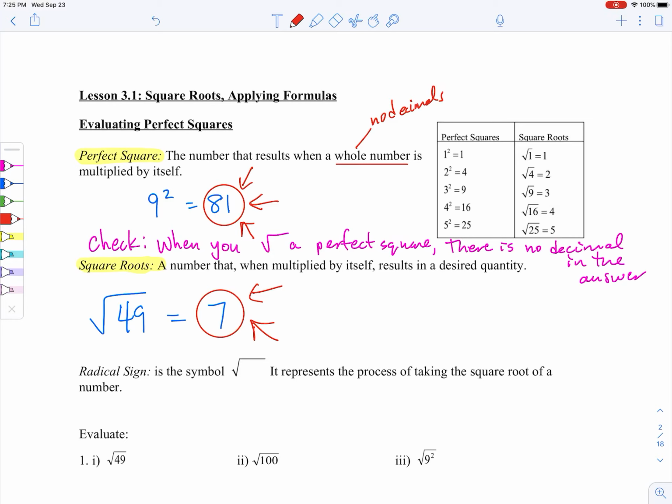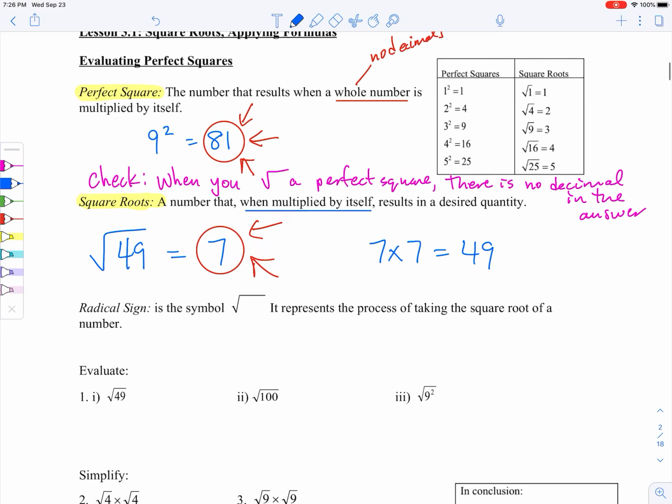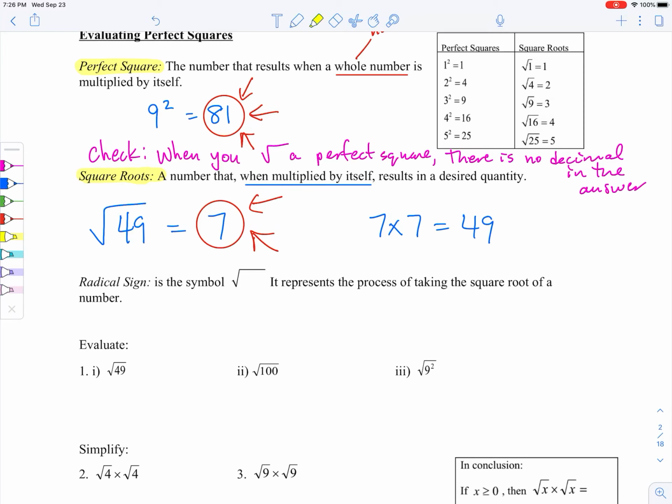The other way of thinking about this, like going backwards, is if we think that 7 is the square root of 49, then 7 multiplied by itself gives 49. So if we take 7 and multiply it by itself, we do get 49. So 7 is the square root. So the perfect square is the answer, the square root is the answer. Radical sign, that's the fancy word for what we probably would have called before the square root sign. But we're going to call it a radical.